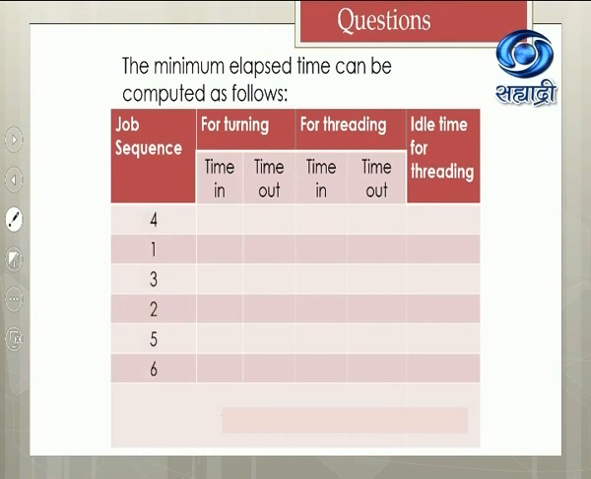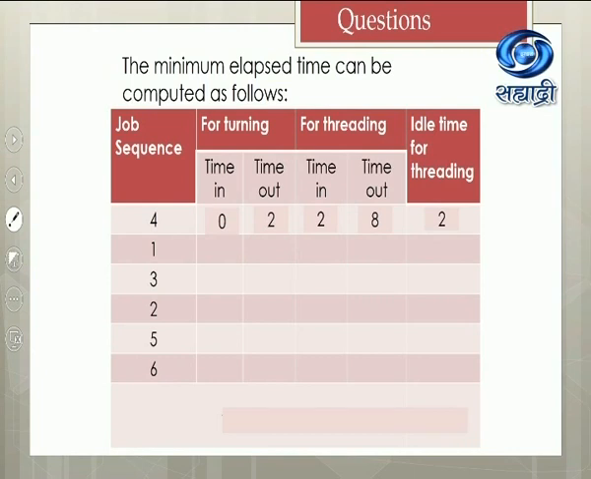Now these were the sequence which we had got: 4, 1, 3, 2, 5, 6. For turning, it goes in at 0 time. Obviously, till it doesn't go, we count it as 0. For job 4, the time is 2, so it took 2 minutes to complete the job. Therefore, it went in at 0 minutes and came out after 2 minutes. Then till 2 minutes, threading was empty, idle rather. So in 2 minutes, we will write this. And 2 plus 6 will give you 8. Therefore, time out of it is 8, and so the idle time for threading was 2.